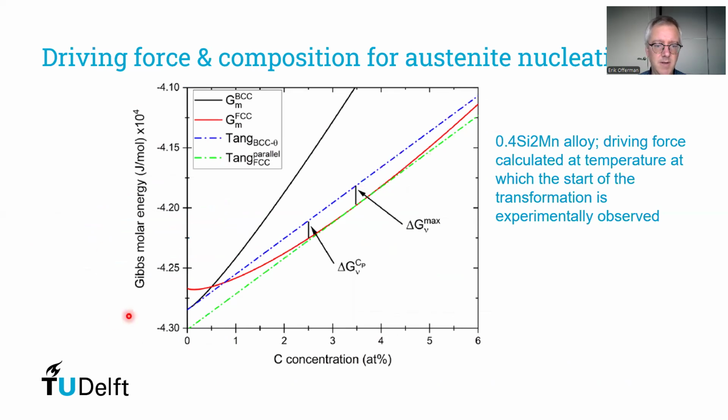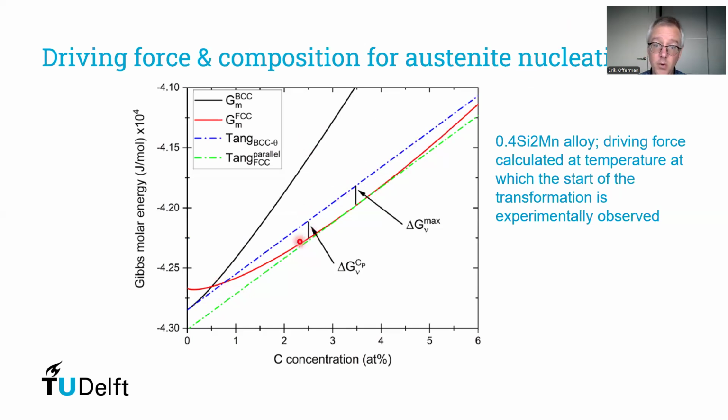Here you see the Gibbs free energy as a function of the carbon concentration. This is the ferrite Gibbs free energy curve. This is the austenite Gibbs free energy curve. And here you see the common tangent between the ferrite and, somewhere far away, the cementite. And this is the parallel tangent, parallel to this one.